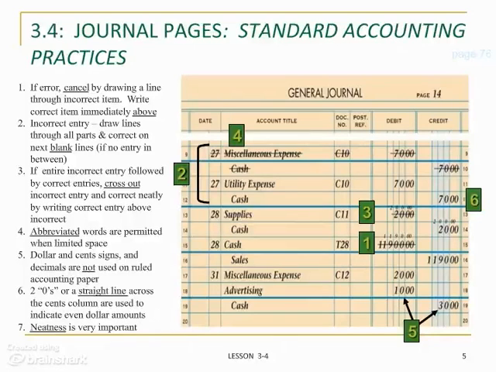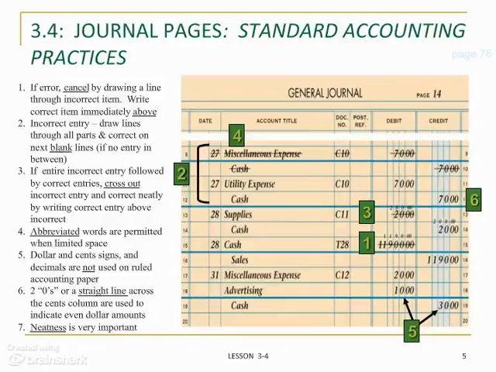Error number 4. We can abbreviate words when there is limited space. So miscellaneous expense could be abbreviated to be stated as MISC period expense to indicate that we have a miscellaneous expense.